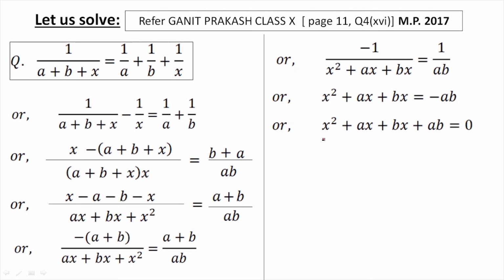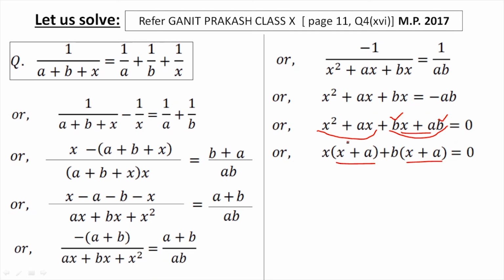Now from the first two terms and the last two terms we'll try to take out common. So it is x square plus a into x, so x is common; taking out x common, it is x plus a. And it is b into x and a into b, so b is common; taking out b as common, the remaining term will be x plus a. This is equal to 0. So we have x plus a common in both terms, and the remaining term is x plus b. So this is (x plus a)(x plus b) equals 0.